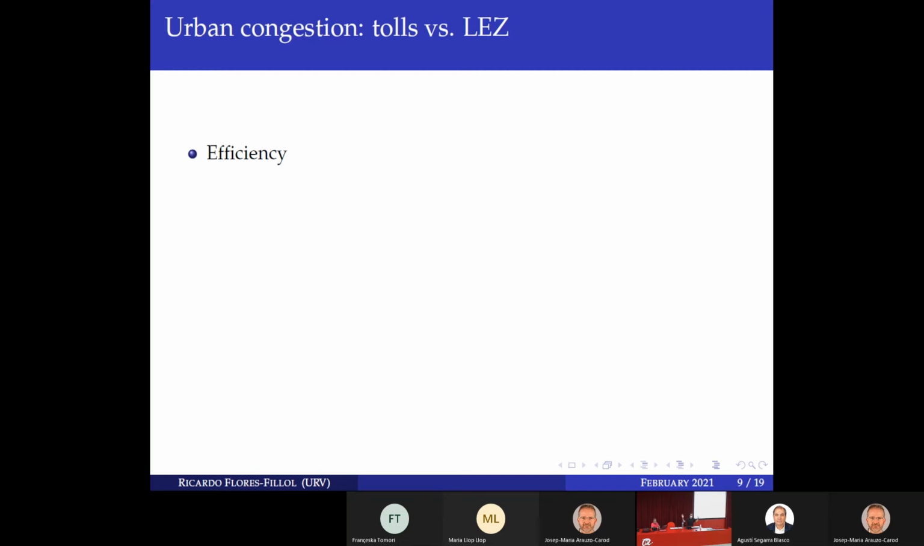This is non-discriminatory. Low emission zones or restrictions by the number of plate apply to people, and you don't take into account their valuations. So this is the reason why these measures are very inefficient in general. Okay. In terms of effectiveness, as I said before, both of them can be equally effective if they are designed optimally. They can be effective.